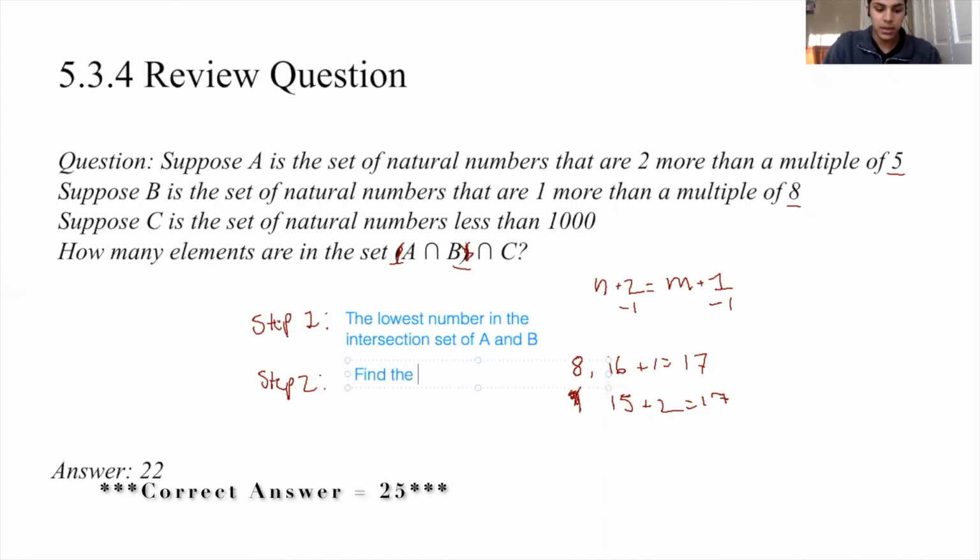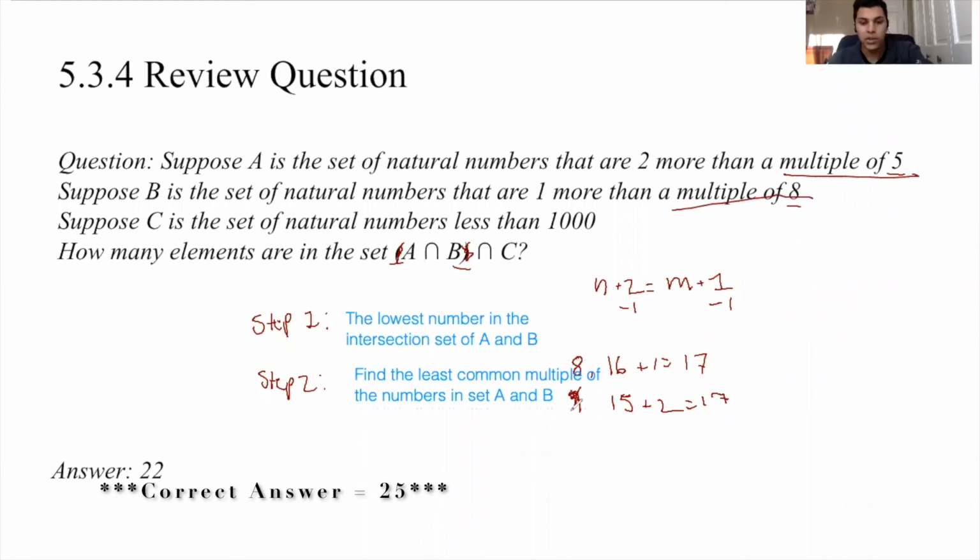Find the least common multiple of the numbers in set A and B. And by numbers in set A and B, I mean the numbers where it's like a multiple of 5 and a multiple of 8. So the least common multiple of 8 and 5 is going to be 8 times 5, which is 40 in this case. 40 is the lowest number that is divisible by both 5 and 8.